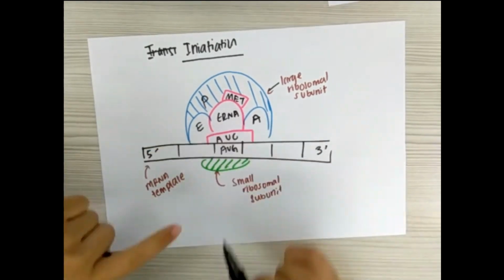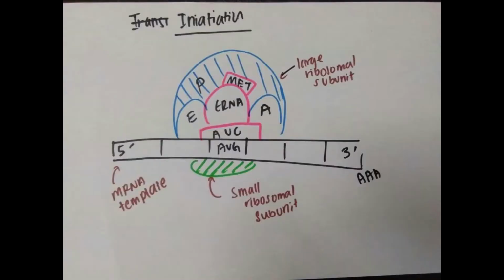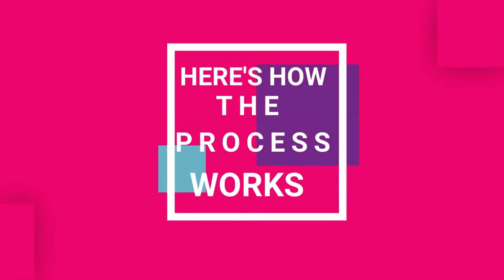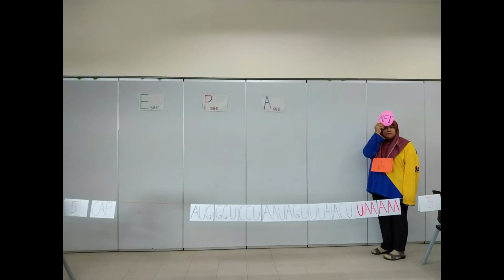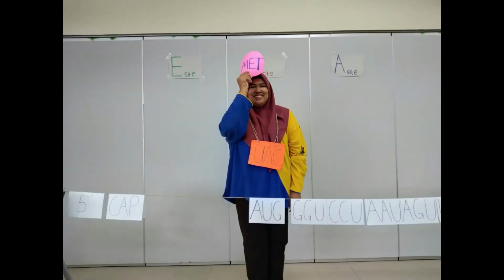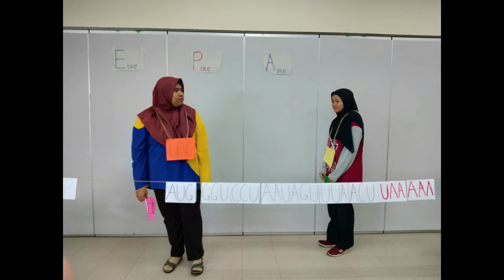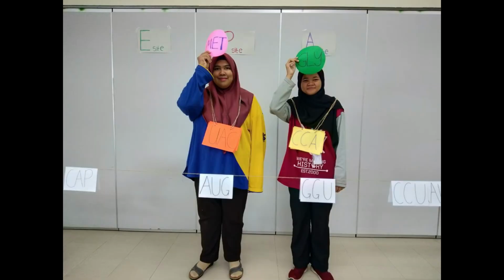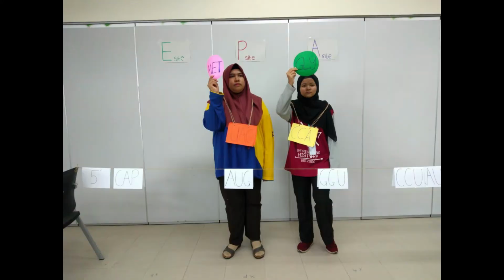There are three sites on the large ribosomal unit. The large ribosomal unit binds to create three sites: the peptide site, the amino acid site, and the exit site. The first tRNA occupies the P site, so the second tRNA enters the A site. This second tRNA contains an anticodon that is complementary to the second codon on the mRNA strand.